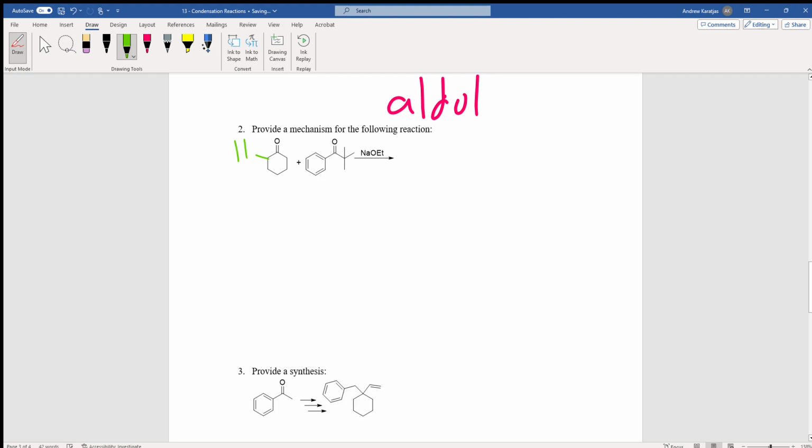This is a mixed aldol, but only our ketone on the left can form an enolate. So base comes in, removes the hydrogen, and we form an enolate. That enolate would then attack the other carbonyl.